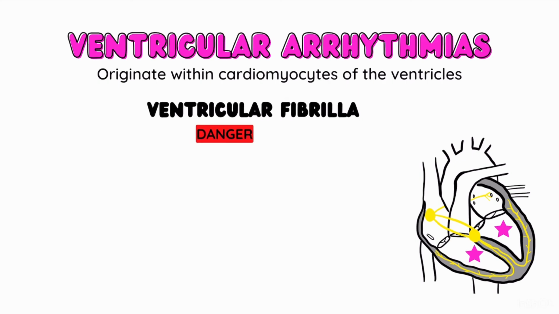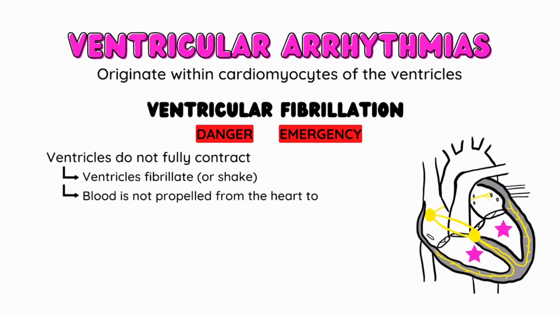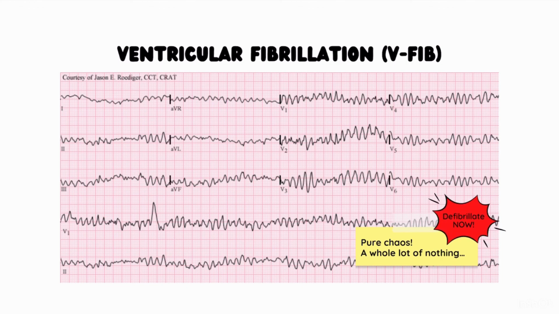Ventricular fibrillation is the most dangerous of the arrhythmias we have mentioned because it can lead to cardiac arrest. This is an emergency. In ventricular fibrillation, the ventricles do not fully contract. Rather, they fibrillate or shake. Therefore, blood is not propelled from the heart appropriately, leading to ischemia of the organs. VFib is a chaotic rhythm on ECG that just looks like a whole lot of nothing. If you see this, immediately defibrillate your patient.